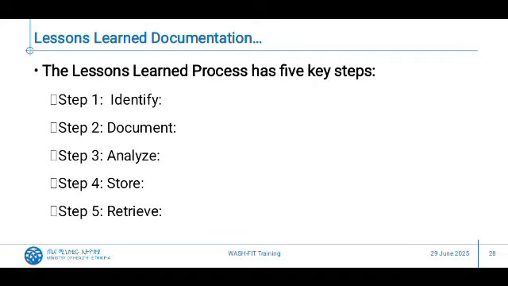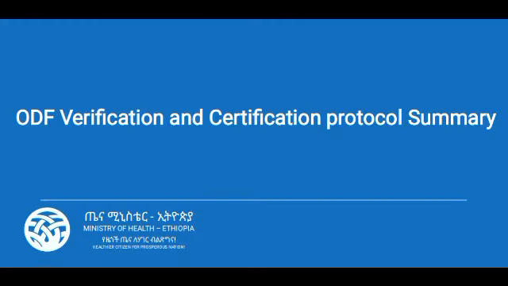The lesson learned process has 5 key steps. Step 1, identify. Step 2, document. Step 3, analyze. Step 4, store. Step 5, retrieve. Audit, verification and certification protocol summary. Outline.